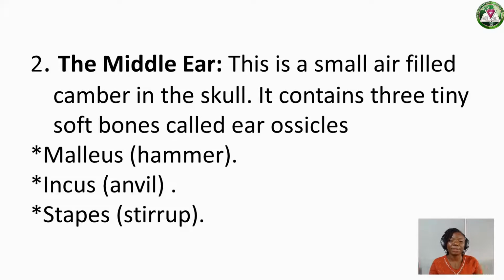Ear ossicles. Pronounce that again. Ossicles. Say it again. Ossicle. Good. Now these tiny bones, you can either call them Malleus, Incus, and Stapes, or you can call them hammer, anvil, and stirrup. What did I say? We can call these tiny bones either Malleus, Incus, and Stapes, or hammer, anvil, and stirrup. You get that? Keep practicing.